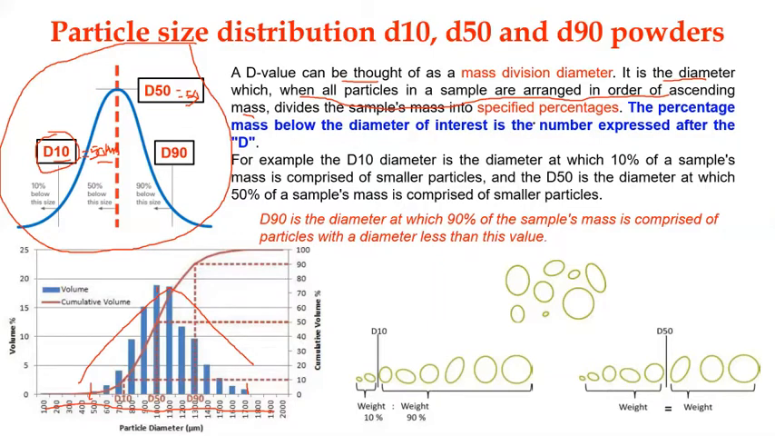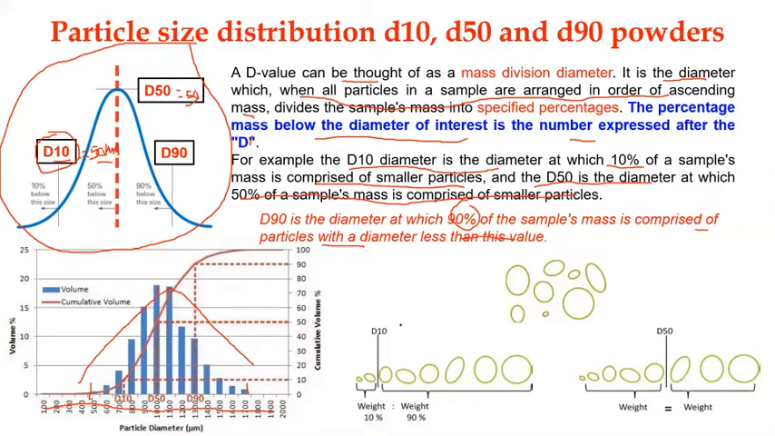And divided by the sample at specific percentages, the percentage mass below the diameter of interest is the number expressed as D. For example, D10 is the diameter at which 10% of the sample mass is comprised of smaller particles, and D50 is the diameter at which 50% of the sample mass is comprised of smaller particles. D90 is the diameter at which 90% of the sample mass is comprised of particles smaller than the specified diameter. That is what the meaning is.